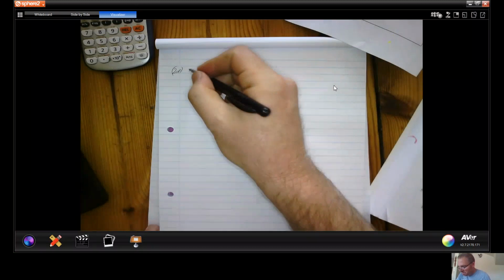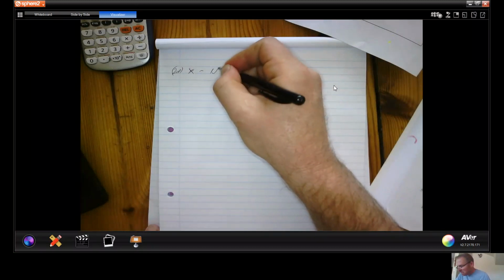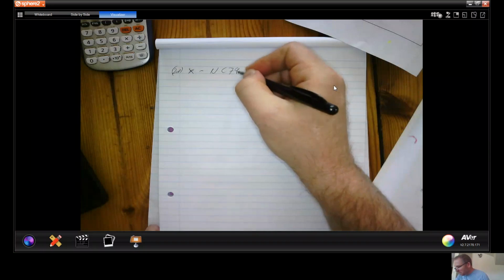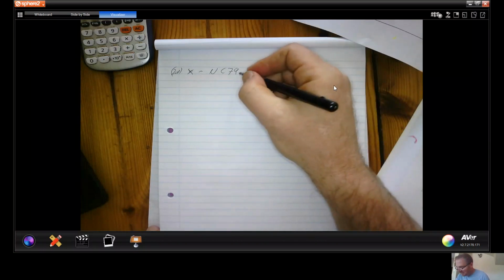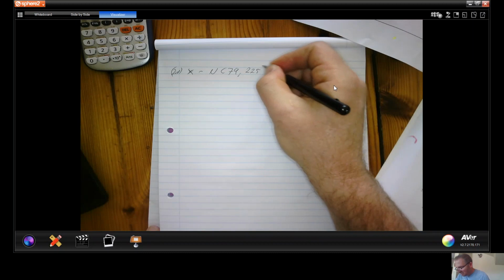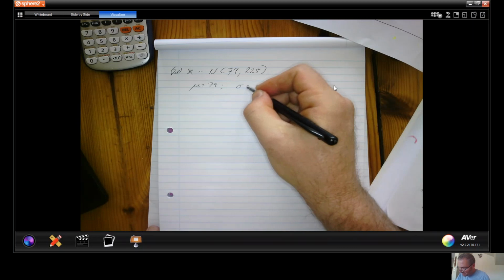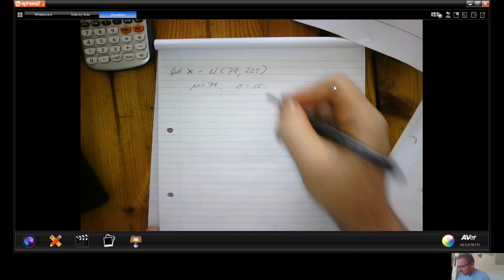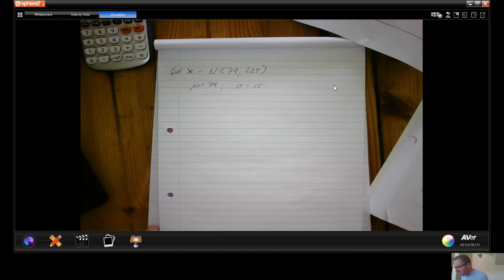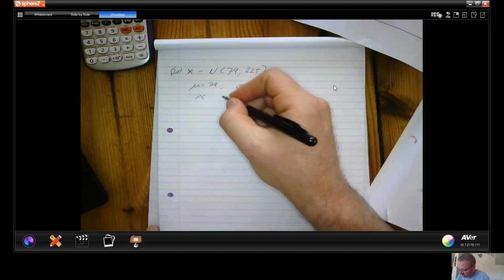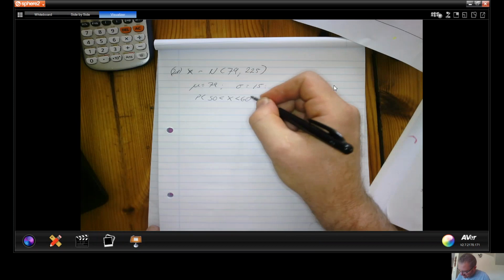Next one. Okay, question 2D. 2D, we've got the same distribution. So X is a normal distribution. Okay, you've got to be comfortable with the notation. Mu is 79, and variance is 225. Standard deviation is the square root of 225. Remember, the standard deviation is 15. And in this particular question for D, they want to know the probability of X lying between 50 and 60.